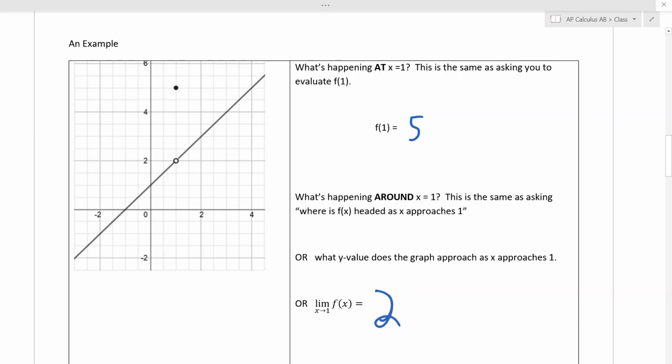The y value is 5. That's where the point is, but the function doesn't head towards that. It heads towards 2. Okay? Algebraically, forget that 5 for a second, but the hole that's there is us factoring and canceling something out and then plugging in again. That tells us where the hole is, basically.